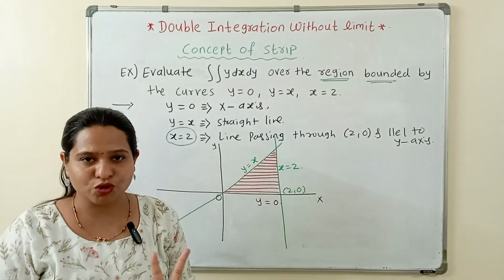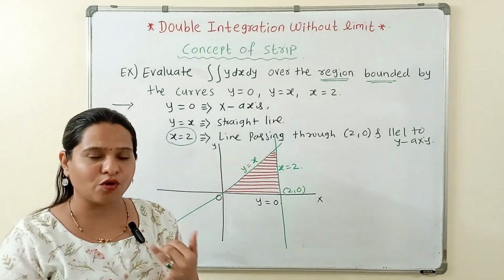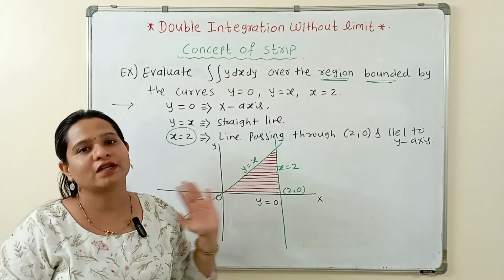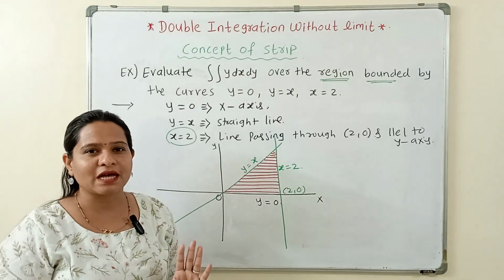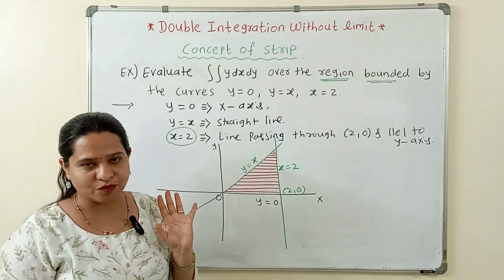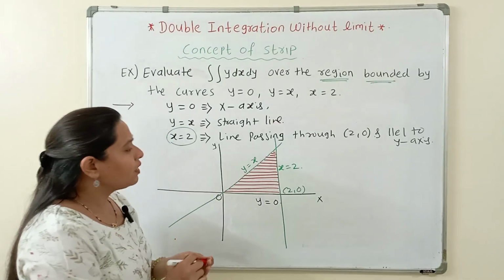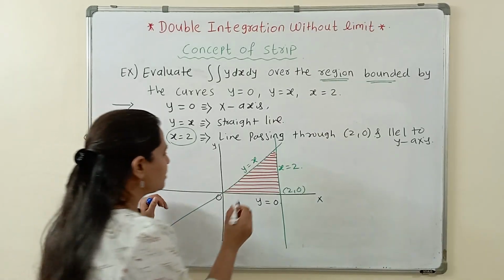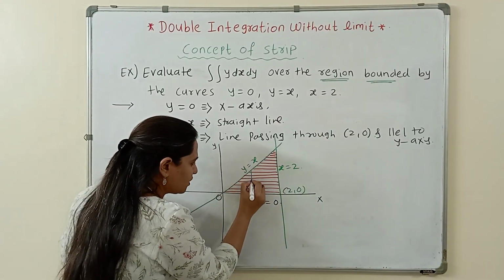अभी आपके पास दो choices है, either you can go for the vertical strip or you can go for the horizontal strip. But I will suggest that first go for the vertical strip, because most of the examples are easily solvable using the vertical strip. Okay, so let us take the vertical strip over the region. So I will change the marker. So I am taking a vertical strip over the region.